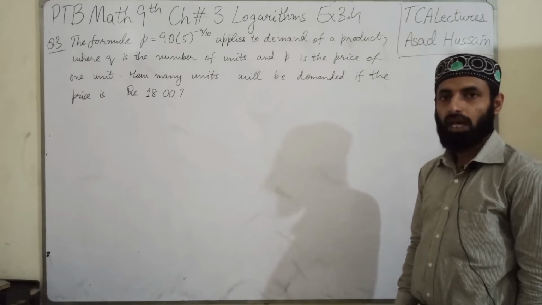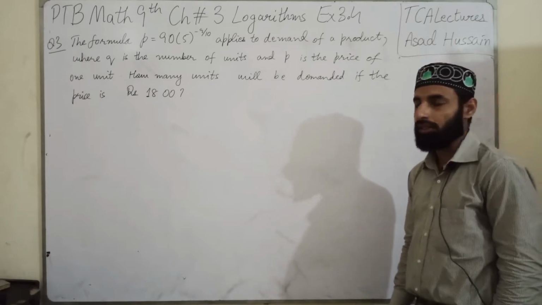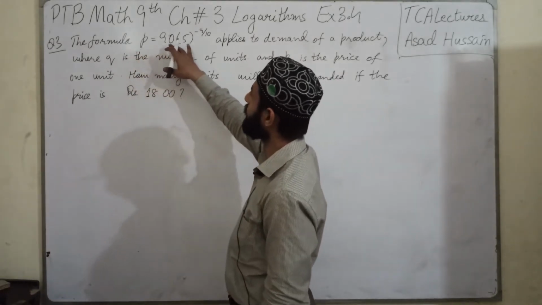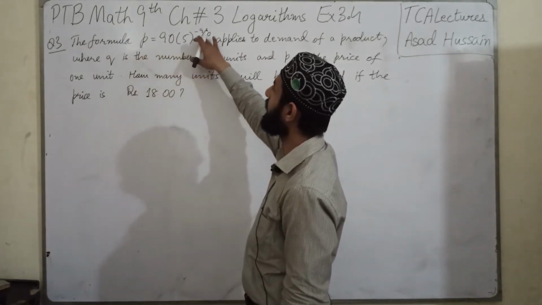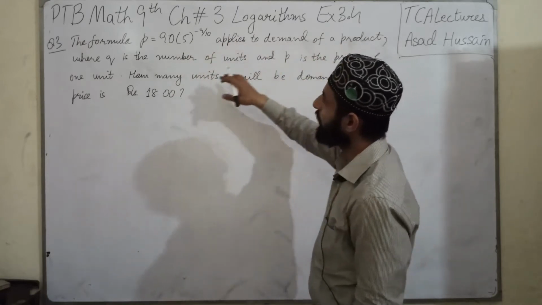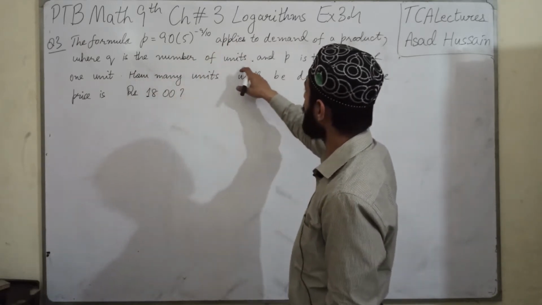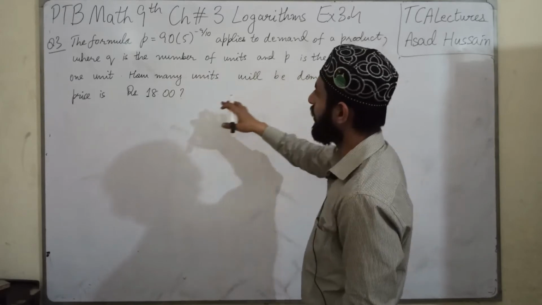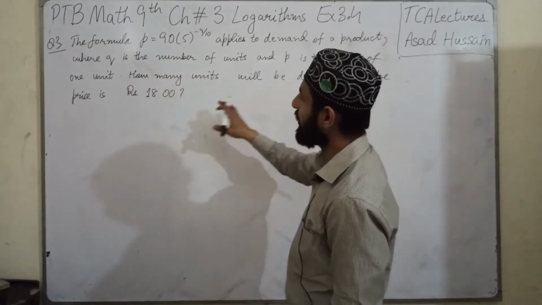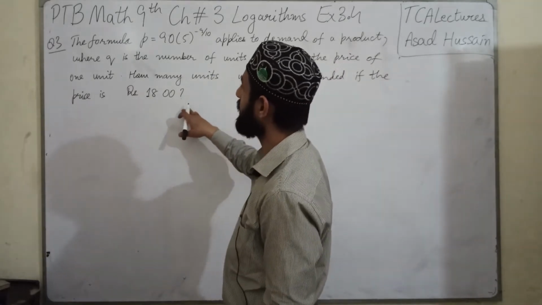In this video I will solve question number 3. The statement of question number 3 is: the formula P is equal to 90 into 5 raised to power negative Q over 10 applies to demand of a product, where Q is the number of units and P is the price of 1 unit. How many units will be demanded if the price is rupees 1800?